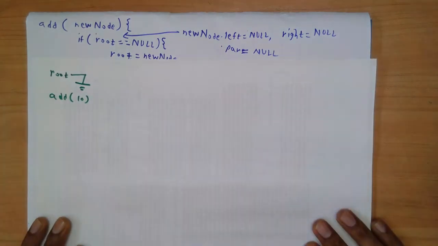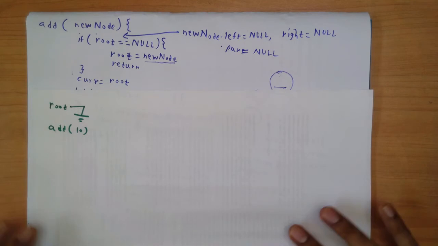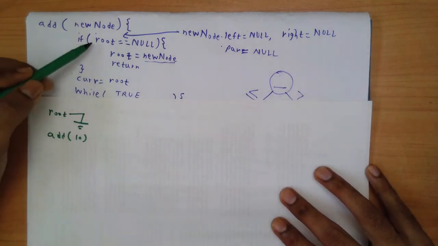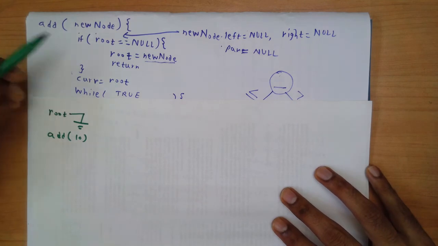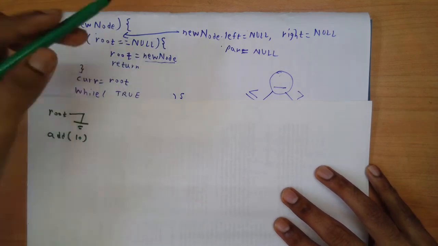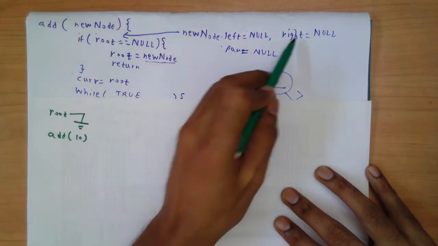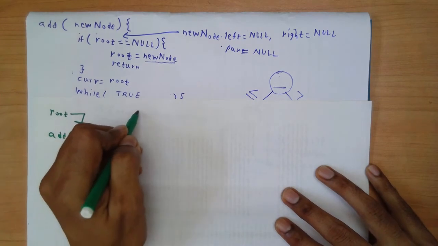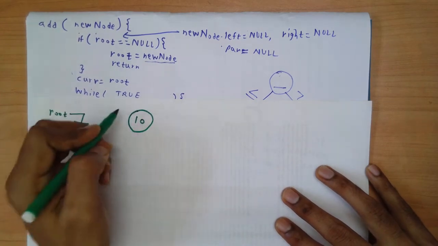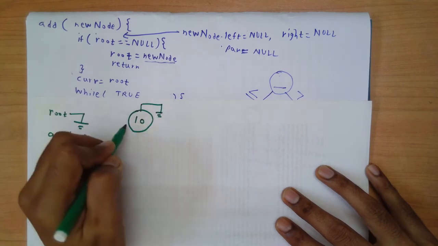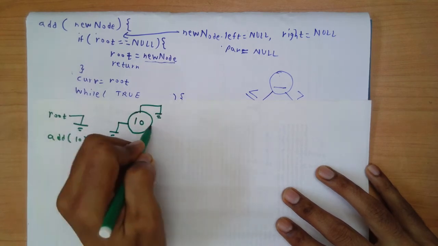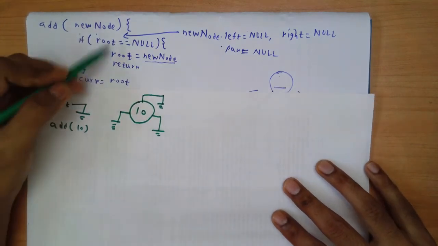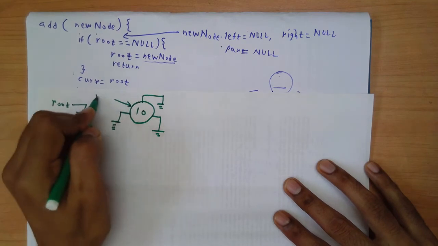In this case, I will come to my add function and ask the question, is my root null? My root is null. In that case, I'm going to set left, right and parent to null for my new node, and now my binary search tree would look like this: the value is 10, there is no parent, no left child and no right child. That's how add 10 would be taken care of, and my root will point here.